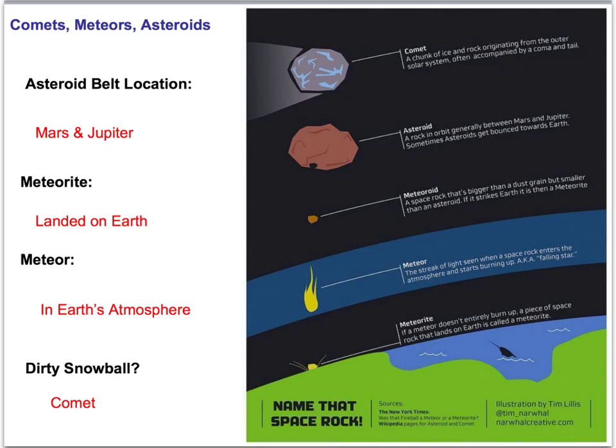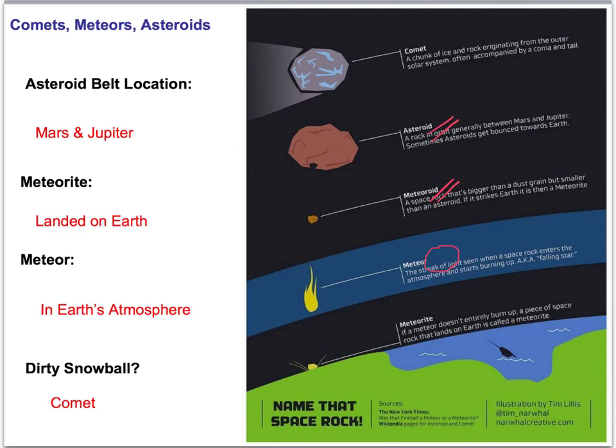Here's a cool diagram on comets, meteors, and asteroids. So a comet is just a chunk of ice that has an orbit in the solar system. An asteroid has the ending oid. I like to remember that as meaning it's in space. So meteoroids are rocks in space. Asteroids are large rocks in space. Meteor, if you look, what is it missing?